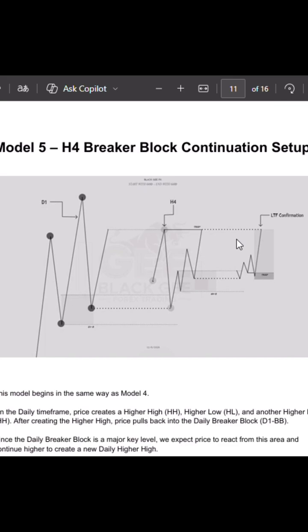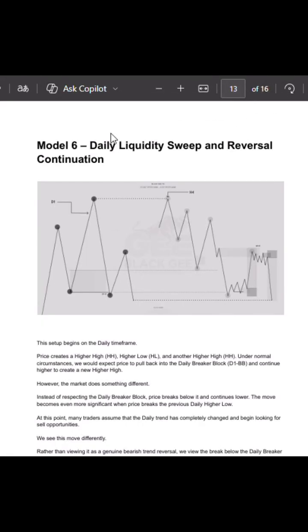So let me show you model 6. So this is model 6. Model 6 is different from all the models I've shown you so far. On the daily time frame, when price taps into the daily breaker block, price didn't respect it. Price pushes down and breaks the previous higher low. As for me, when price breaks the previous higher low, I now see this as a liquidity sweep. Some traders will see it as a break. They will try to look for a test to continue the sell, but us will see it different.